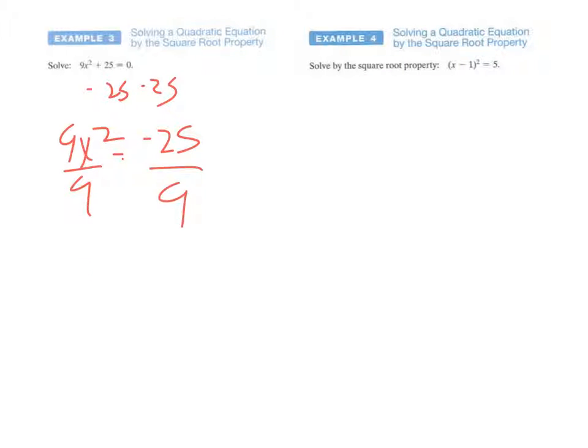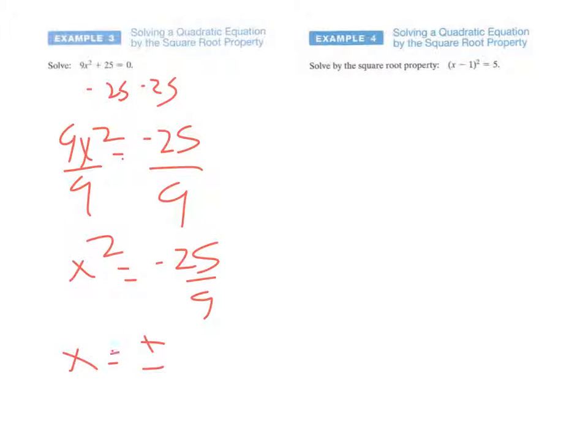So we're going to do the same thing here. Isolate our variable, minus 25, both sides. So I get 9x squared equals a negative 25. And divide by 9, x squared equals a negative 25 over 9. And when I take the square root, I get a plus minus.